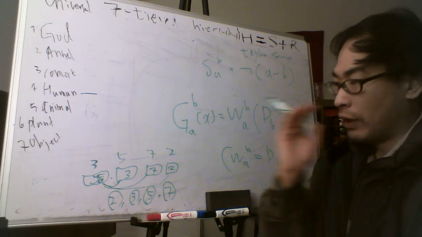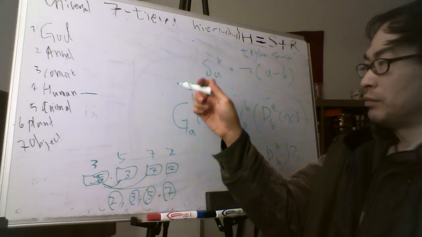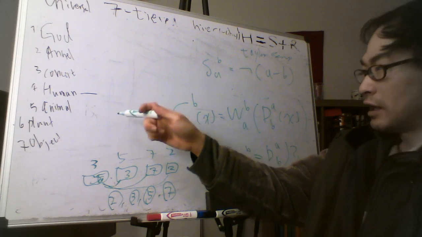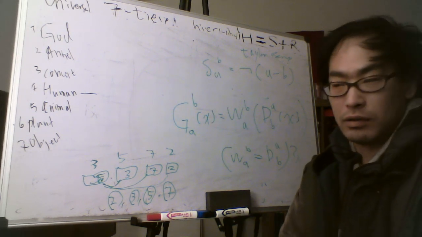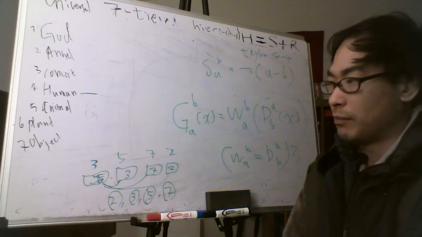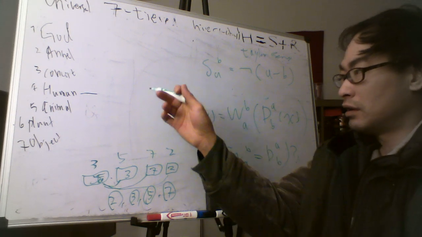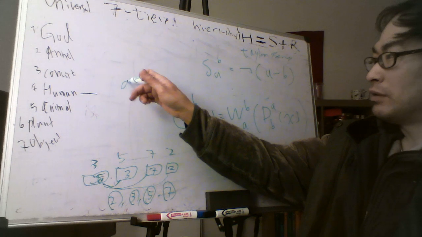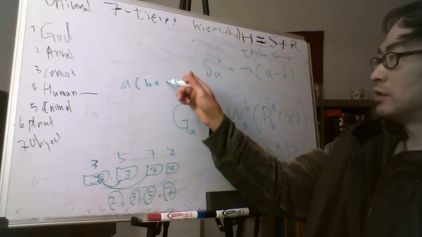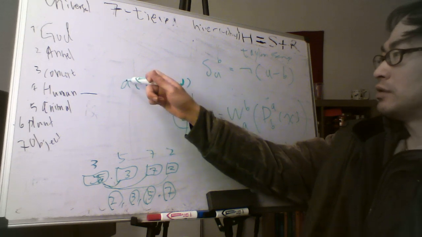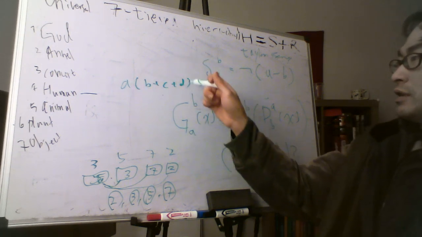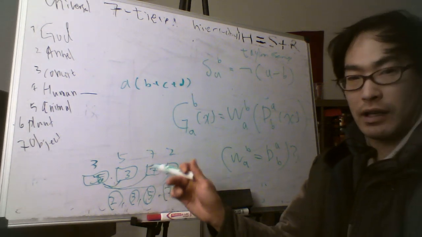It's like A times (B plus C) is equal to A times B plus A times C. Just the normal distributive law, right? In mathematics, multiplication, you know what I'm talking about? A times (B plus C plus D) is equal to A times B plus A times C plus A times D, okay? We're doing something like that.